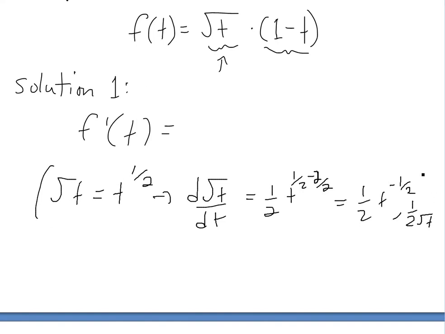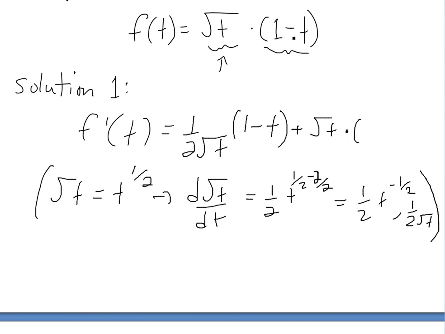So you can just write that down. Make sure you watch the video link below on this power rule. Now we'll have 1 over 2 square root of t times (1 minus t) right here, and then we take the derivative of the second part. So plus square root of t times the derivative of this, which is negative 1. The derivative of 1 is 0, and the derivative of negative t is just negative 1.